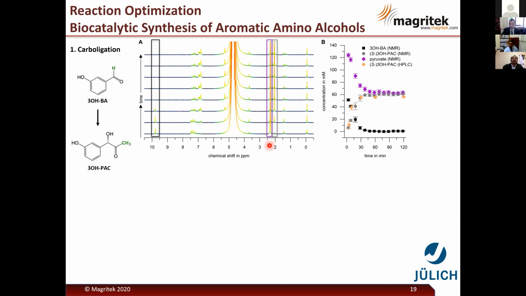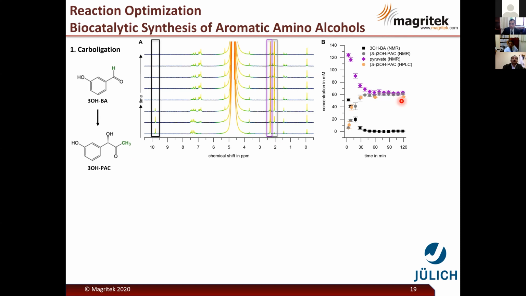Then we have the signal highlighted in purple or violet here. This signal belongs to the pyruvate co-substrate, and it was used in excess, as we can see in the plot here, where it leveled out at about 60 millimolar. And then the last signal is a singlet at around 2 ppm, boxed in gray. This is the methyl group in the product for this step, and its concentration is plotted here, and we can see the concentration increase as time increases.